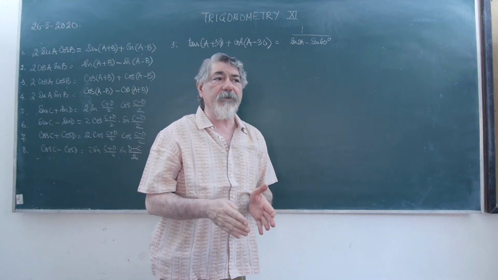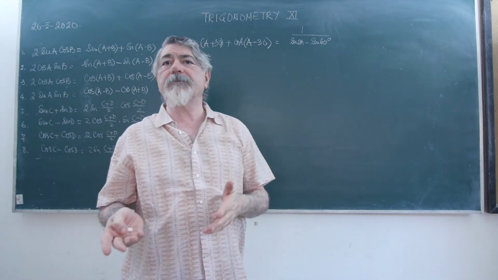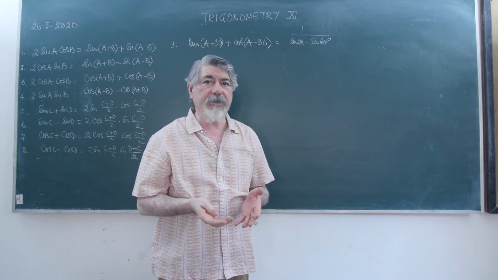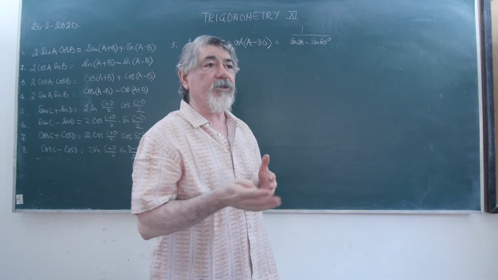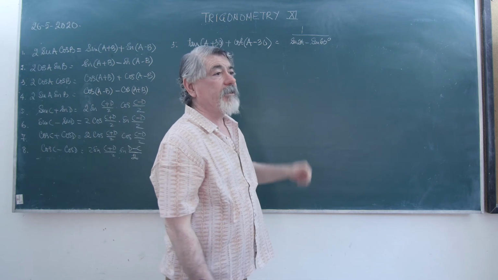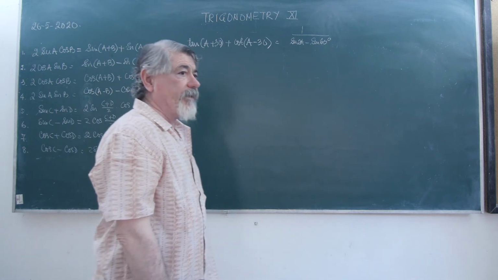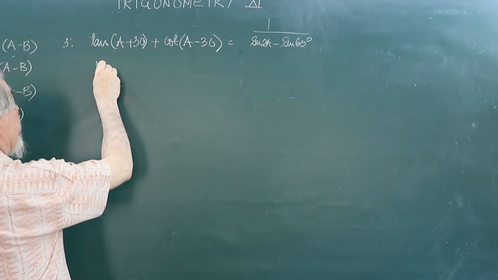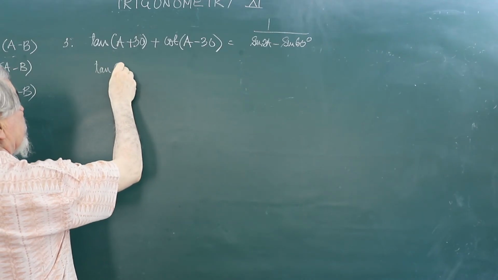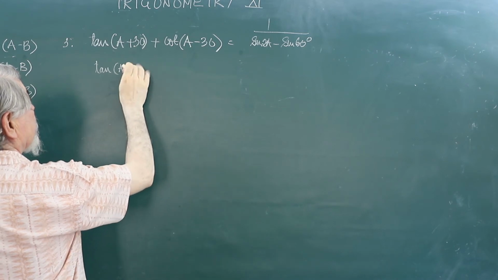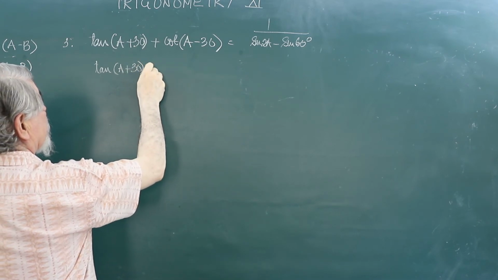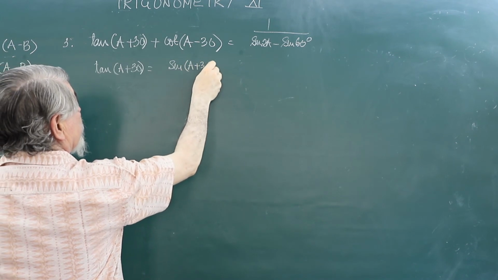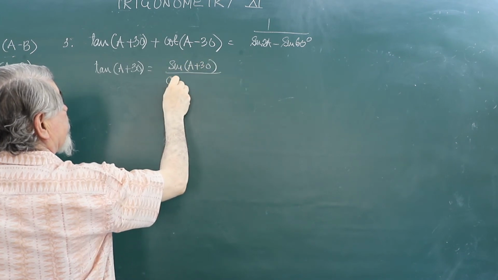We are supposed to convert tan and cot in terms of sine and cos, because tan can be written as sine theta upon cos theta. So somehow cos theta will be removed and it will remain in terms of sine theta. That's what we have to do. So let us take one by one. First of all, tan A plus 30 will be written as sine A plus 30 upon cos A plus 30.